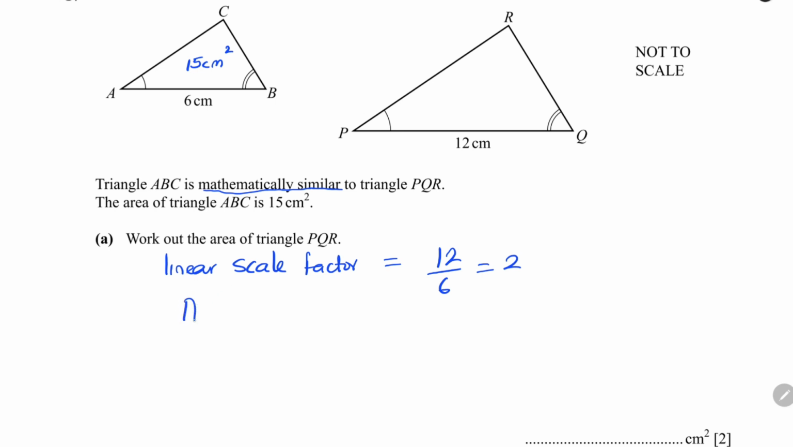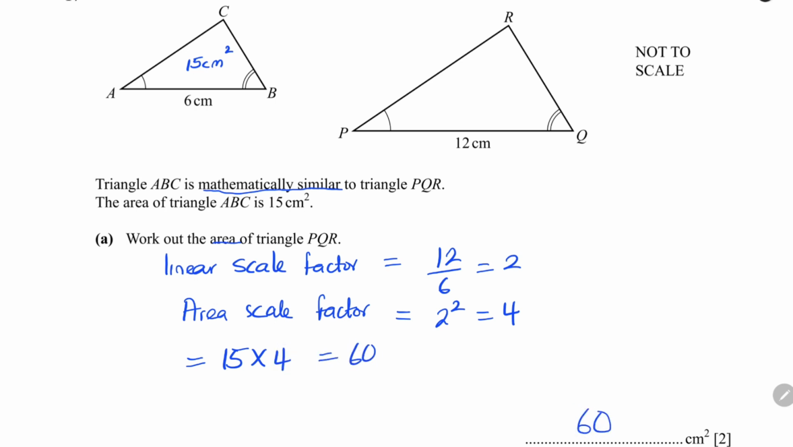Now, the area scale factor, because we are looking for the area of the larger one. So the area scale factor is the square of the linear scale factor. That will be 2 squared, which is 4. So to find the area of the larger one, we need to multiply the area of the smaller one by the area scale factor. So we're going to have 15 times 4, which gives us 60. So the area of the larger triangle, that is triangle PQR, is going to be 60 centimeters squared.